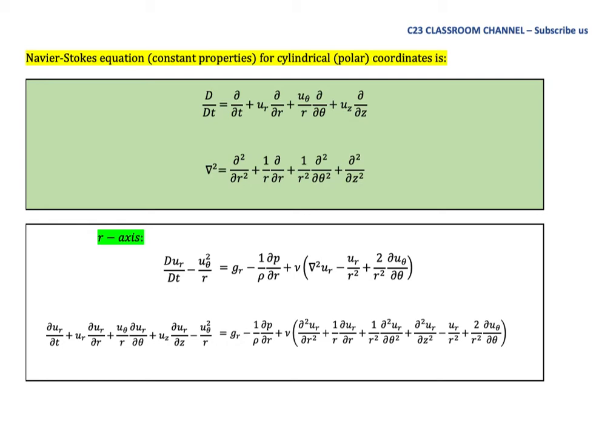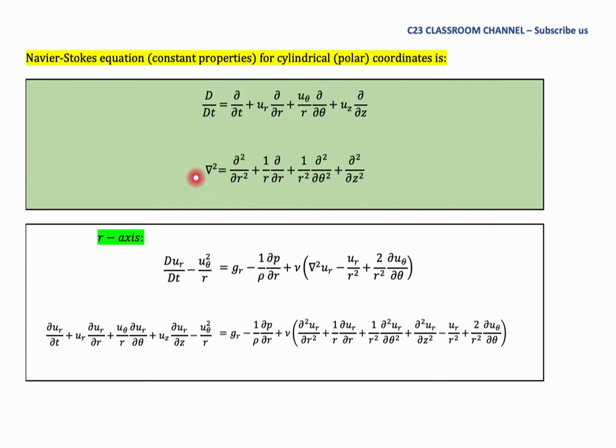So this is the Navier-Stokes equation for cylindrical coordinates. Again, please remember that we will use the idea of the capital D over Dt, and it is equal to this term. For polar coordinates, it is equal to del over del t plus u_r del over del r plus u_theta over r del over del theta plus u_z del over del z.